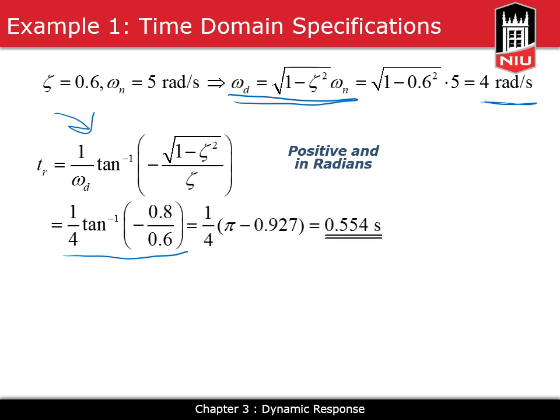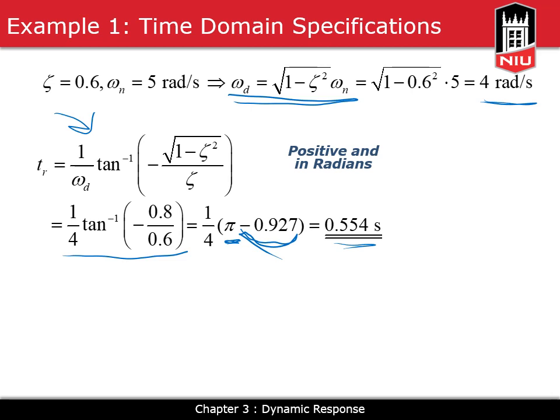So for example, in this case, the answer of the tangent inverse given by the calculator is negative 0.927. You have to add pi to that. Don't forget that. Add pi and then multiply it by the 1 over 4 in the front. The answer comes out to be 0.554. So basically, we're expecting the response to reach the value of 1 for the first time at time 0.55.